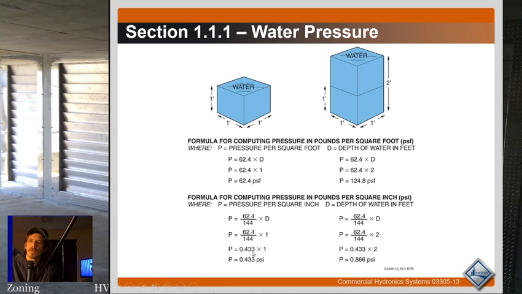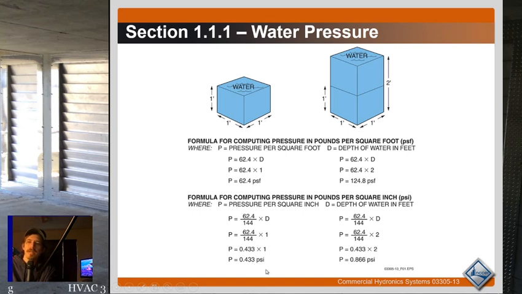But this 0.433 is really important, all right? So P is the pressure per square inch. I wish they wouldn't use the same variable there, but whatever. And then D is the depth of water in feet. So for every foot of head, and I want you to remember this because we're going to use foot of head in a couple different ways, but it's really all the same thing, every foot of head is 0.433 psi.